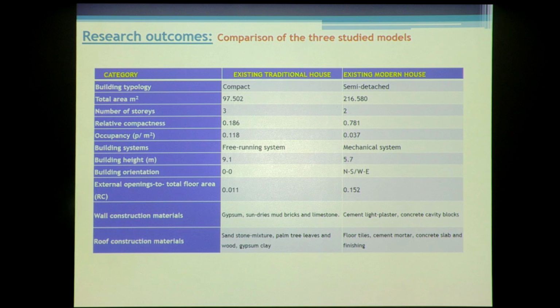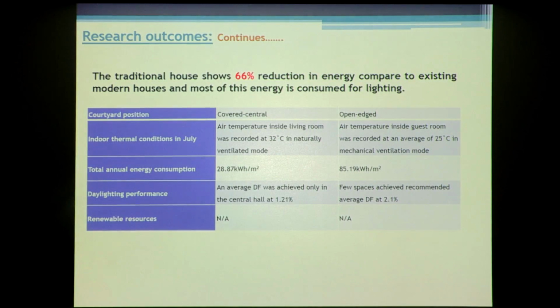This is just a comparison of the existing housing, traditional and modern housing. So in terms of area, the form, the typology, and you can see the occupancy per square meter, the window to wall ratio, the construction materials, or the use of the courtyard, where the old housing used a covered central courtyard.